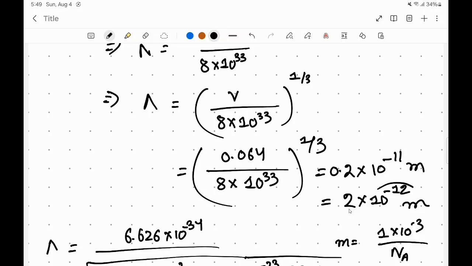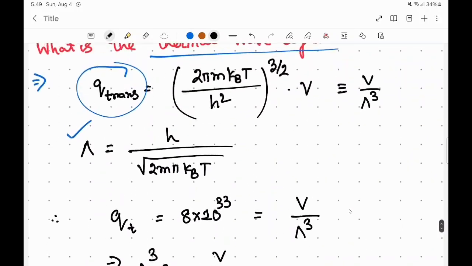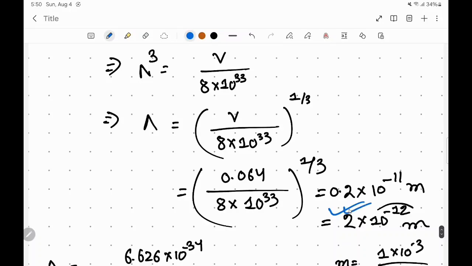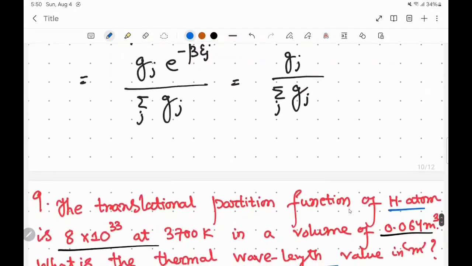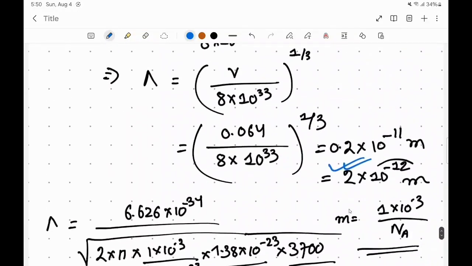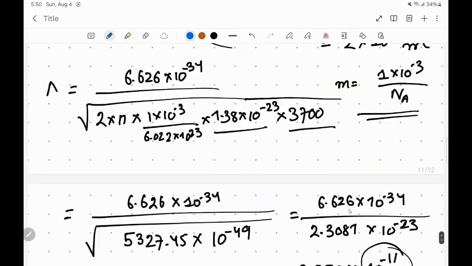Okay, probably in the question also there may be some wrong data. But we have to consider only this way. This is straightforward: lambda equals h by root of 2 pi m kB T, or V by lambda cube. Just do it using this, because I took this question from a previous year CSIR NET question, and this was the answer. Probably here hydrogen atom is mentioned, maybe H2 gas, we don't know. So better to consider this formula. This will be the answer.